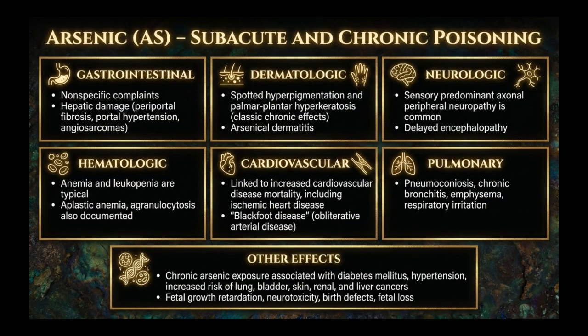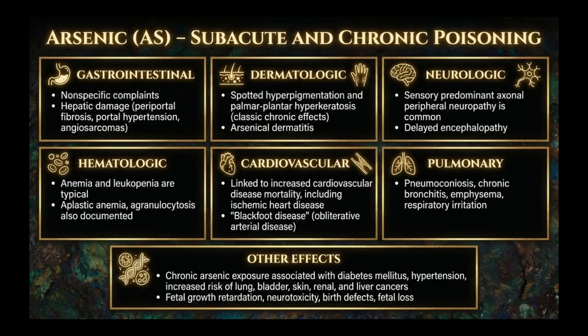Subacute and chronic arsenic poisoning can affect multiple organ systems. Gastrointestinal symptoms such as diarrhea and cramping are common, but individuals may also develop effects on the skin, nervous system, blood, and other organs without prior gastrointestinal symptoms. Liver damage has been reported, including non-cirrhotic periportal fibrosis and portal hypertension, as well as hepatic angiosarcomas.